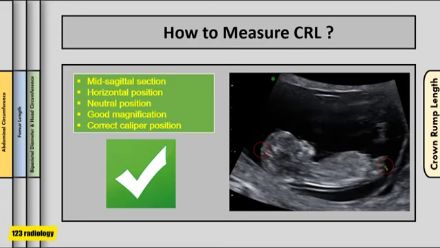This is an example of the correct method for measuring crown rump length. As you can see, this is a mid-sagittal section of the fetus. The fetus is in a horizontal and neutral position. There is good magnification, so you can clearly see the ends of the fetus. And the calipers are correctly placed. So this is an accurate estimation of the crown rump length.